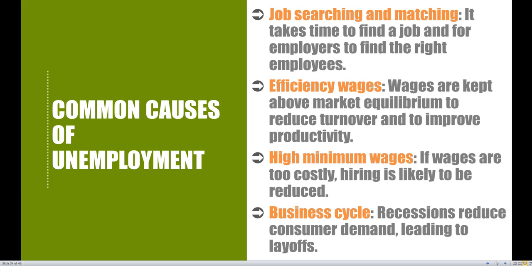Number two is something known as the efficiency wage, where wages are kept above market equilibrium to reduce turnover and to improve productivity. Firms and corporations have a choice in choosing what to pay their employees. They can either pay them the equilibrium wage, which may be the minimum wage, or they can pay them a little bit of a higher wage in order to induce some type of productivity and efficiency gains.